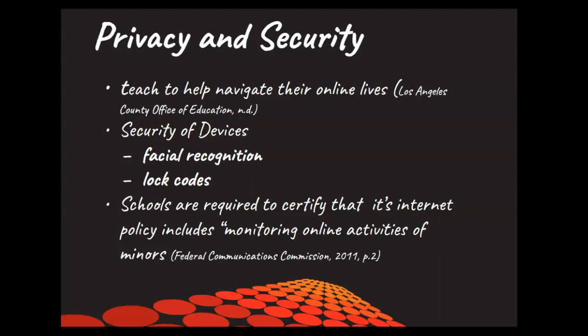Privacy and security, we have to teach that to help navigate their online lives. So kids don't understand the fact that once you put something out there, it's really probably out there forever. They don't understand how easy it is for people to steal their information, and they don't understand the effects of information being stolen. So one of the things that I read that really resonated with me is the security of devices. A lot of kids will use their facial recognition, or they have different lock codes, and they think that that is really safe for them. I never thought about the fact that you could easily take a picture of someone, and facial recognition programs will recognize that picture sometimes. So that's something that we need to teach kids so that they're aware that their data needs to be kept private.